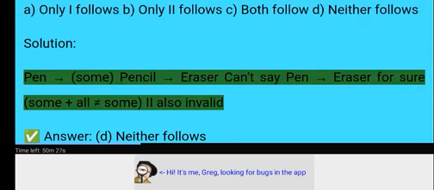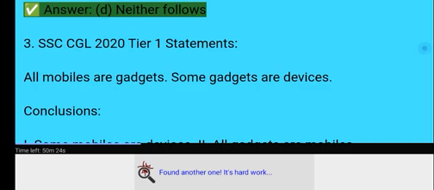Solution. Pen → some pencil → eraser, can't say pen → eraser for sure. Some plus all does not equal some, so 1 is invalid. 2 is also invalid. Checkmark, answer: D, neither follows.